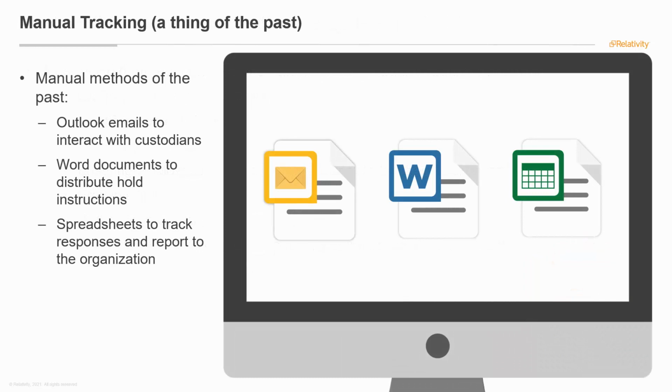Now, in the past, these types of tasks had to be done manually via emails, Word documents, spreadsheets for tracking, things like that. Of course, this can be a cumbersome process, and there's a lot of room for error when managing data manually and tracking via huge long-running spreadsheets. This is where Relativity Legal Hold comes in, as it provides a standardized workflow that helps with all of this hold management. Manual tracking is a thing of the past when you use Relativity Legal Hold.